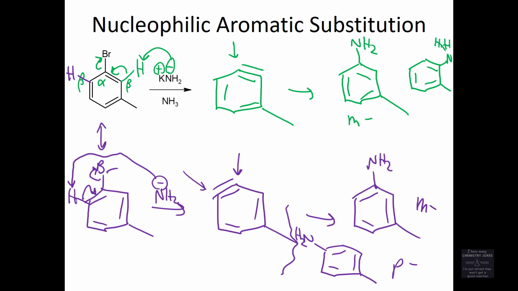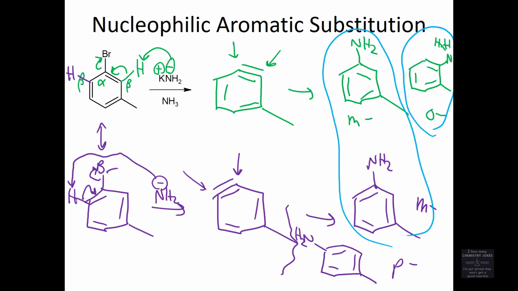That's two H's over there. We can get an ortho if it attacks directly adjacent to the methyl. In this reaction, we observe ortho and meta and para. We get all three of those as products for this reaction.